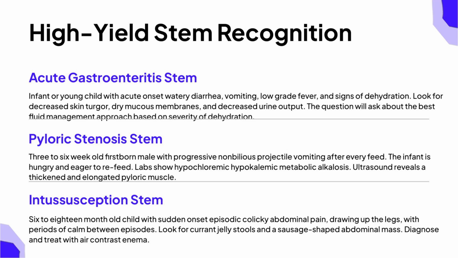The pyloric stenosis stem will describe a 3 to 6 week old firstborn male with progressive non-bilious projectile vomiting after feeds. The baby is hungry and wants to refeed. Labs will show the classic hypokalemic metabolic alkalosis. Ultrasound confirms with a thickened and elongated pyloric muscle. The intussusception stem will describe a 6 to 18-month-old child with sudden episodic colicky pain, leg drawing, currant jelly stools, and a sausage-shaped mass. Diagnosis and treatment is with air contrast enema.